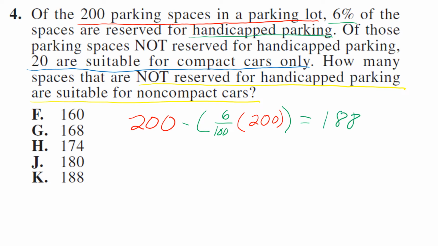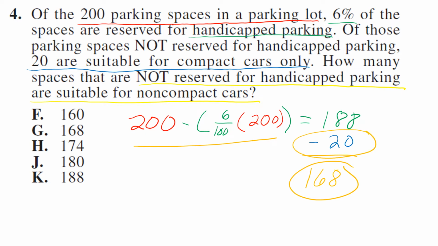And of those, 20 are suitable for compact cars only. So for not reserved for handicap and not suitable for compact cars, we have to subtract 20. So 188 minus 20 leaves us with 168. So 168 spaces are not handicapped and not compact. So your answer is G.